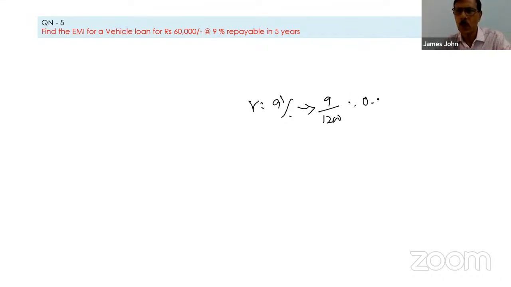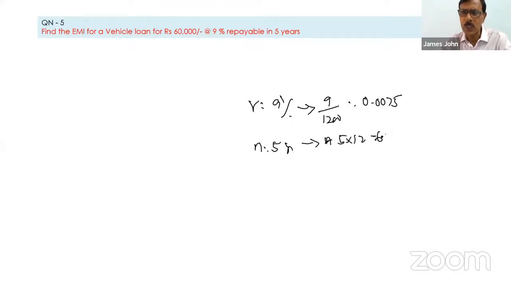R is 0.0075, and N is 5 years. 5 years becomes 5 into 12, which is 60 months. Now straight away use the formula.